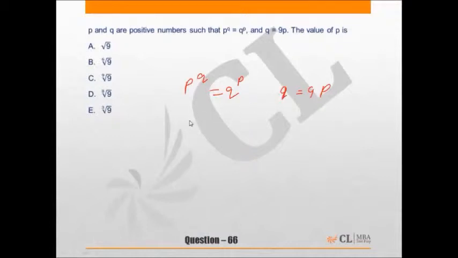From the first equation we can find the value of Q in terms of P. The value of Q in terms of P is P raised to power Q upon P. Now substitute this value in the second equation. After this we get P raised to power Q upon P equals 9P.